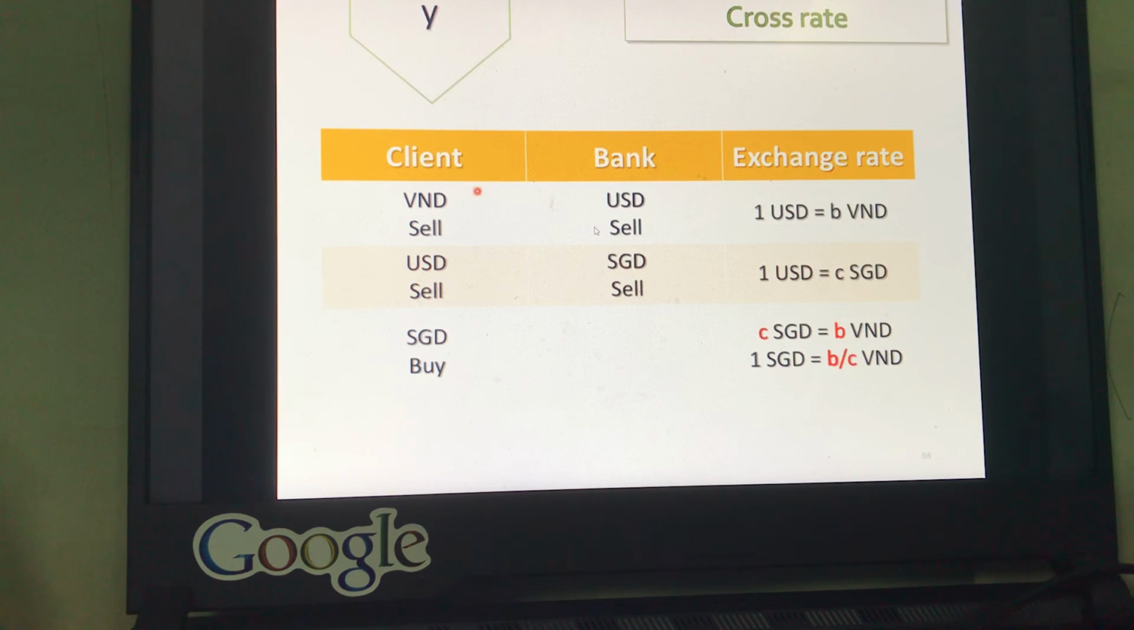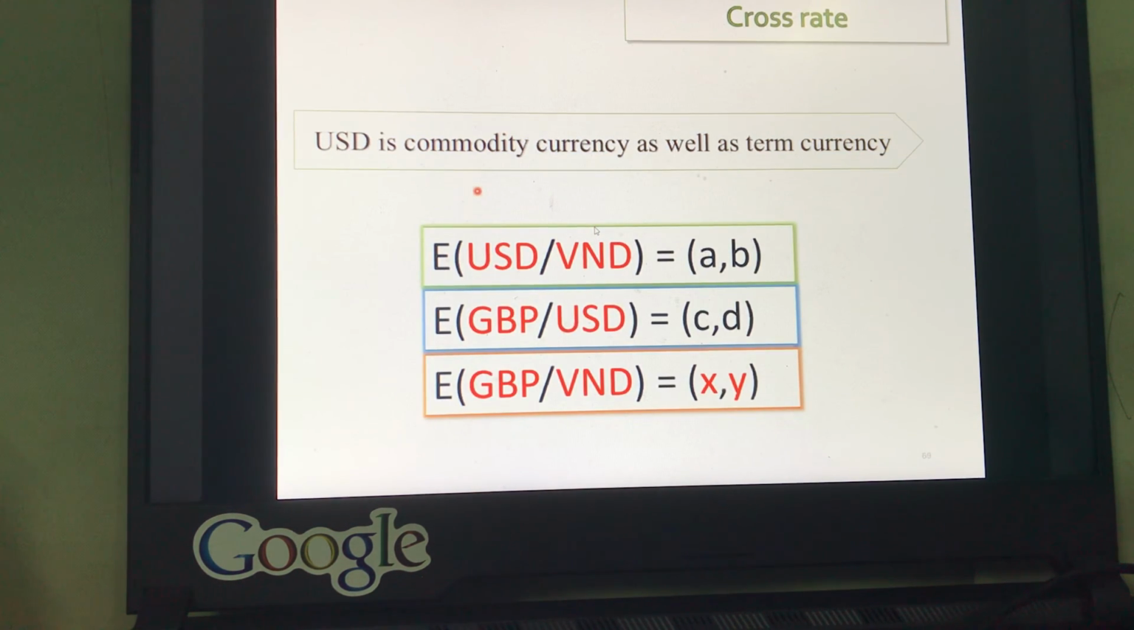Now you apply the table method to answer the second case. In the second case, USD is the commodity currency in one exchange rate and the term currency in another. So, for example, here we have USD/VND and GBP/USD, and we need to compute the cross rate of the GBP against VND.